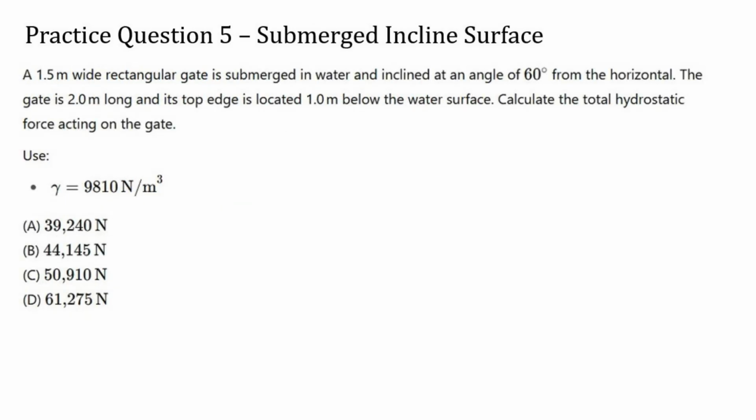Practice question 5. A 1.5 m wide rectangular gate is submerged in water and inclined at an angle of 60 degrees from the horizontal. The gate is 2 meters long, and its top edge is located 1 meter below the water surface. Calculate the total hydrostatic force acting on the gate.